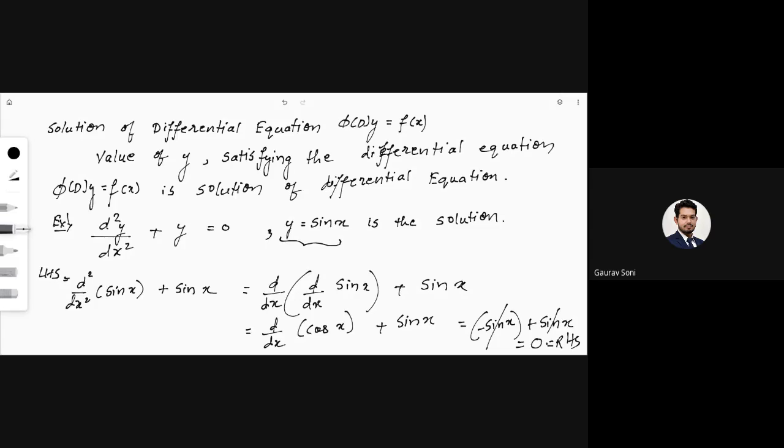Now there are different types of solutions. Like on a rough page, I would like to tell you, check whether y is equal to cos x is a solution or not. Check it. On a rough page, check whether y is equal to cos x is also a solution or not.